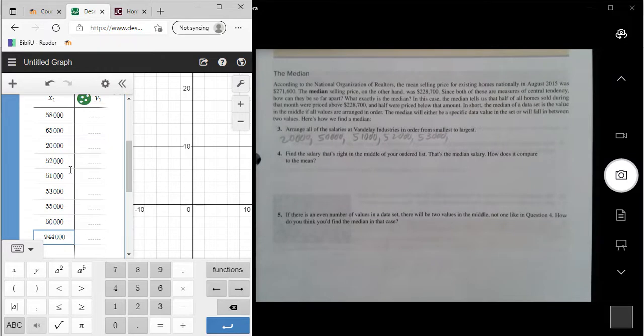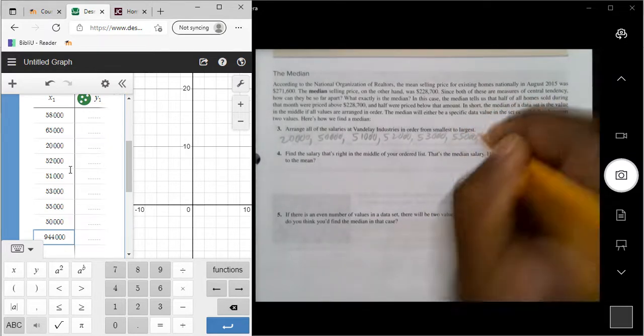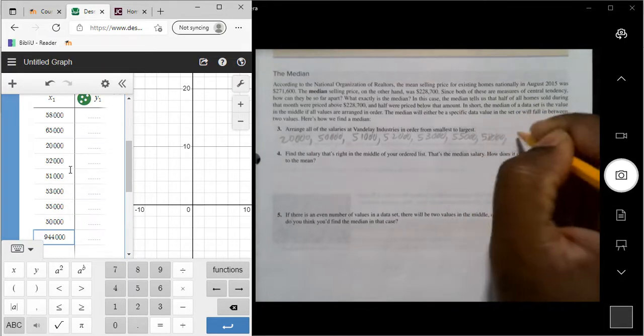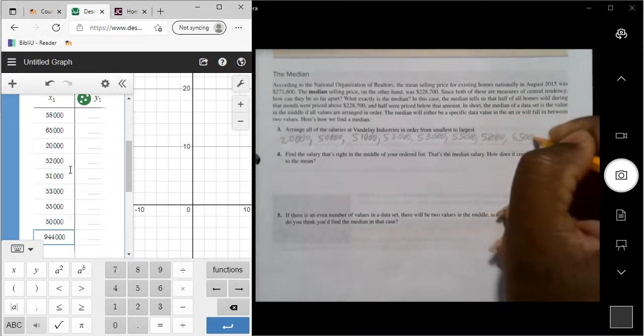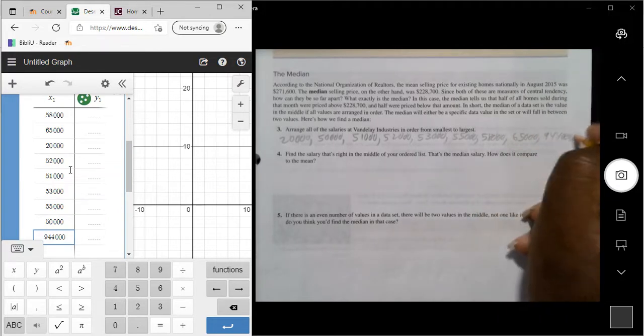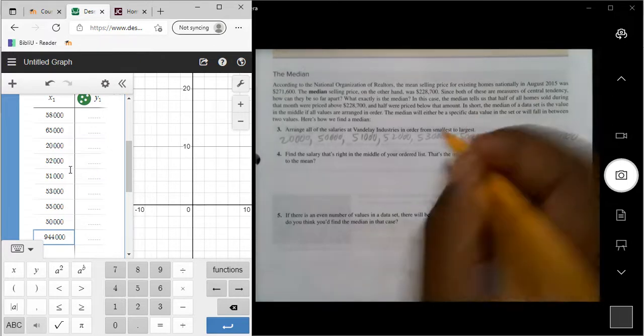And then 55,000. 58,000. 65,000. And then finally the 944,000. That's a range from the smallest to the largest. Okay, now it says find the salary that's right in the middle of your ordered list. That's the median salary. How does it compare to the mean?